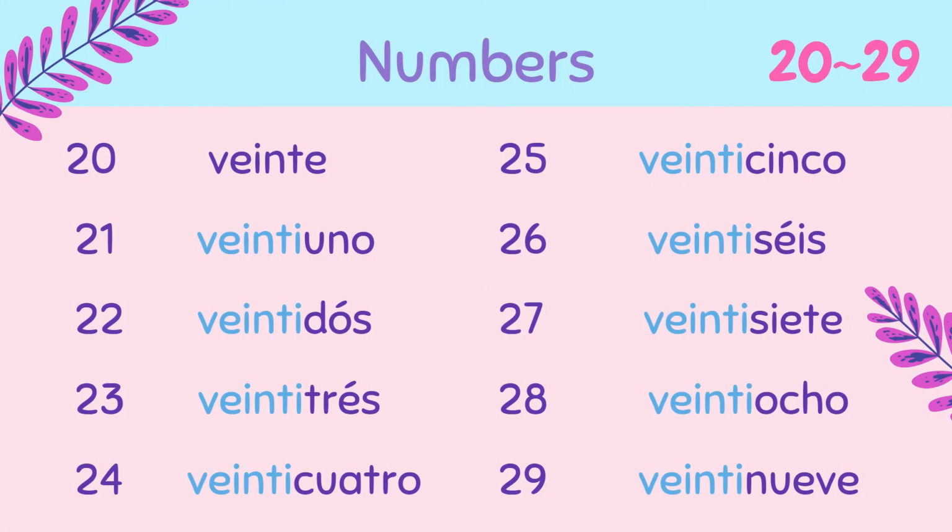And from 20 to 29, there are also something similar. 20 is veinte. So the beginning, v-e-i-n-t-i, also means 20 plus a number. Look, 21 is veintiuno. It is the abbreviation of veinte y uno. And 22 is veintidós.